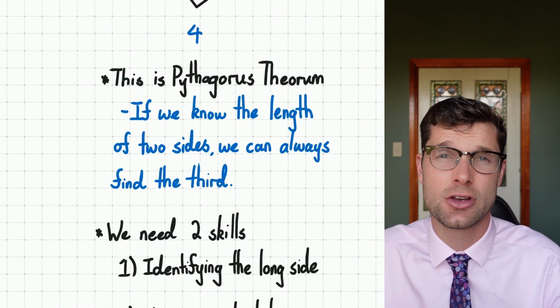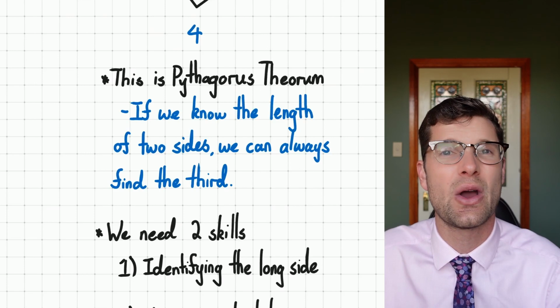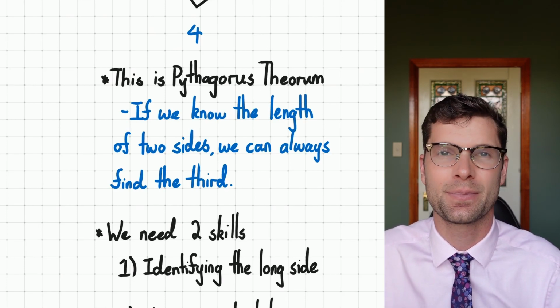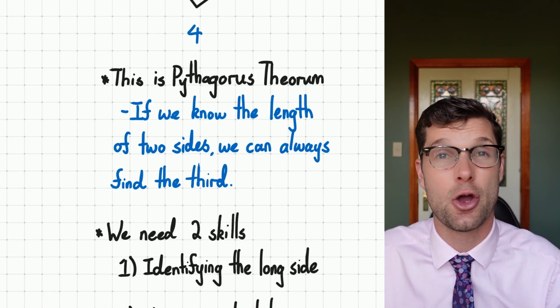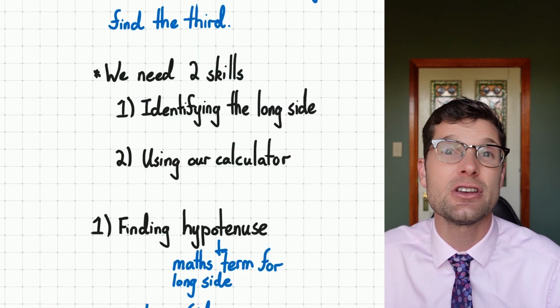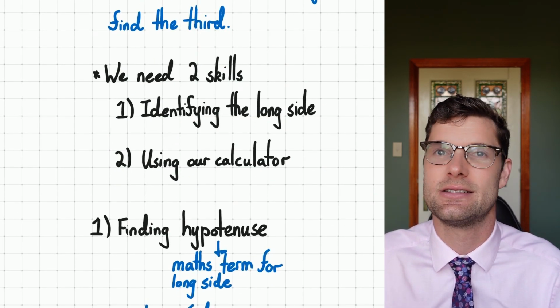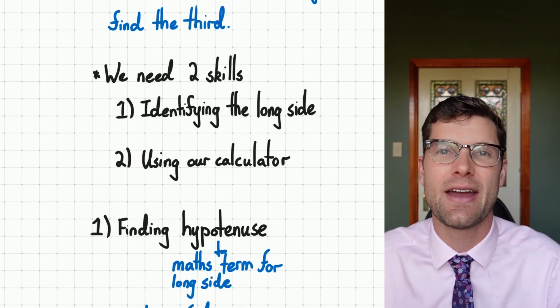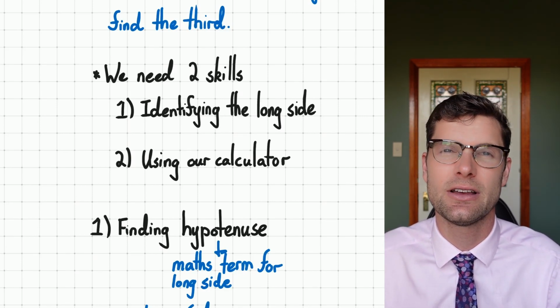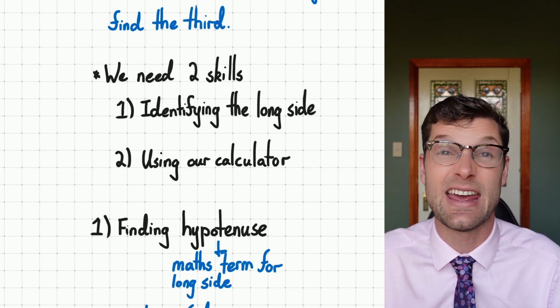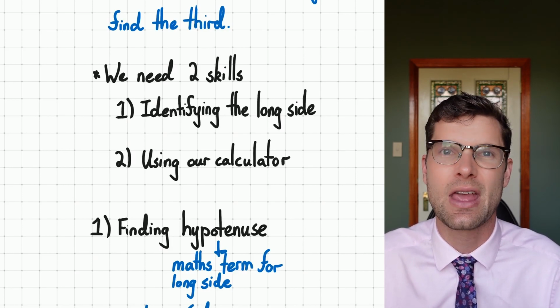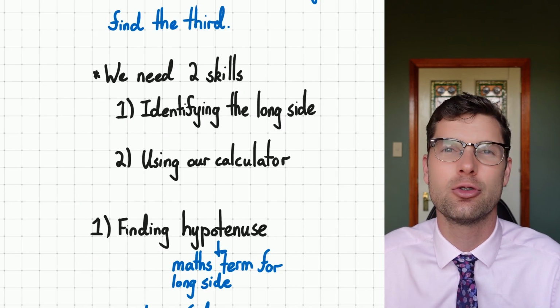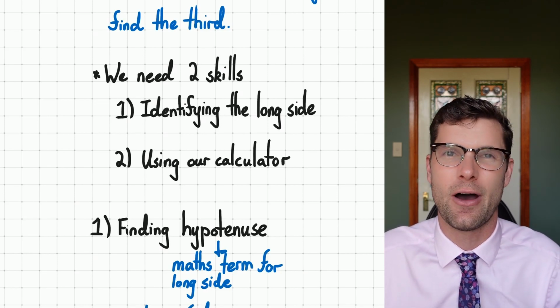If we know 2 sides of a triangle, we can always work out what the third side is going to be. There's only 2 skills that we need to know in order to do this. The first skill is we need to be able to see which side is the long side. In that example there, it was pretty easy. And we also have to be able to use our calculator effectively, just because some of the numbers we do get are a little bit hard to work with. But both of these skills are incredibly attainable, and I'm sure you're going to find them all right.